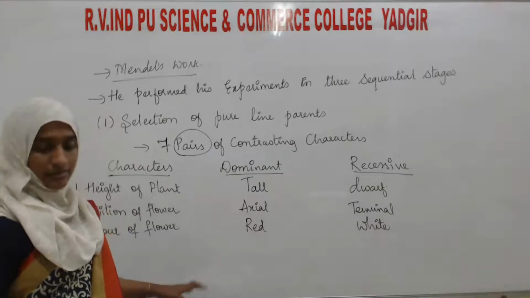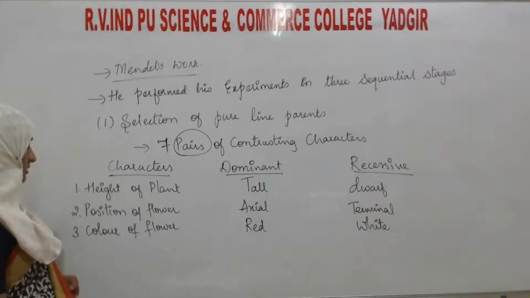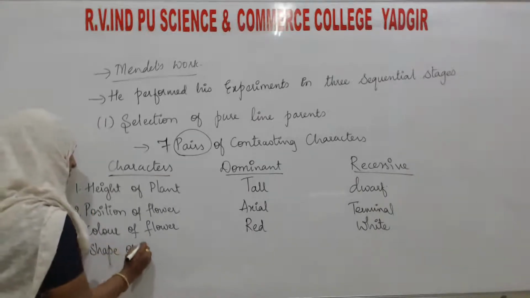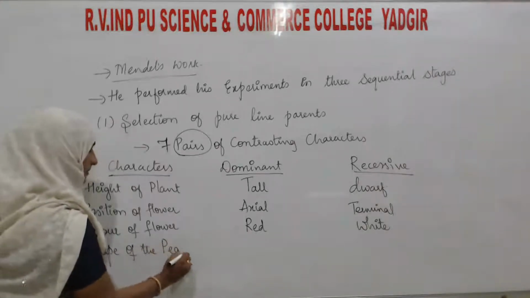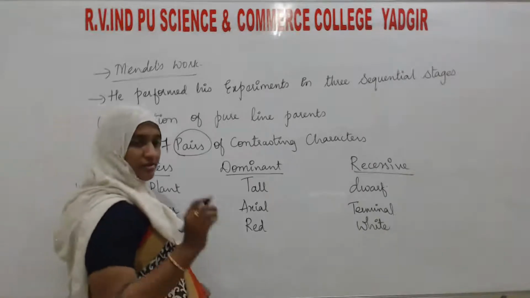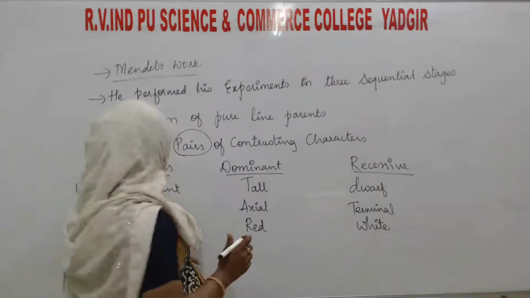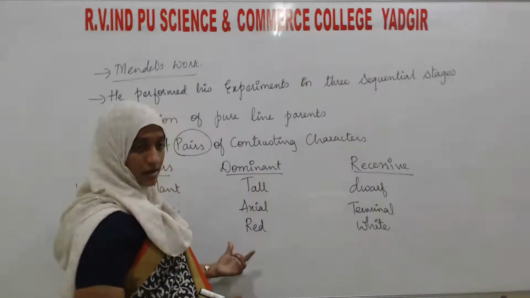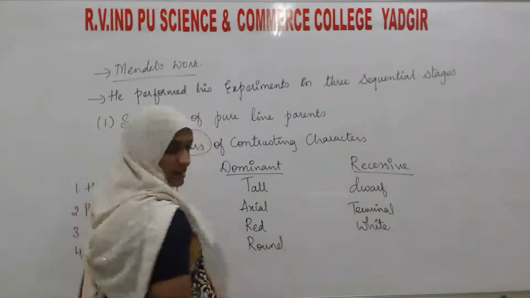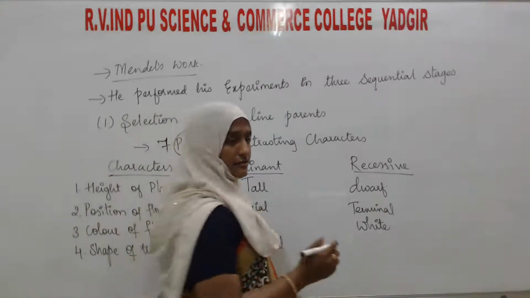Okay. The next comes the shape of the pea. Fourth one, shape of the pea. In this, pea means the particular seed inside that pea. So the dominant character according to the shape will be round. Shape of the pea, round. And what is the recessive? Wrinkled.